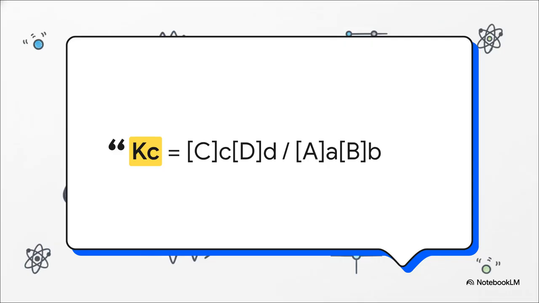So the crucial point is right here in this formula. Notice how products C and D sit on top and reactants A and B are on the bottom. The capital K with the little subscript c stands for concentration. Those square brackets specifically denote molar concentrations at equilibrium. And those lowercase superscript letters are simply the numbers you use to balance the chemical equation.